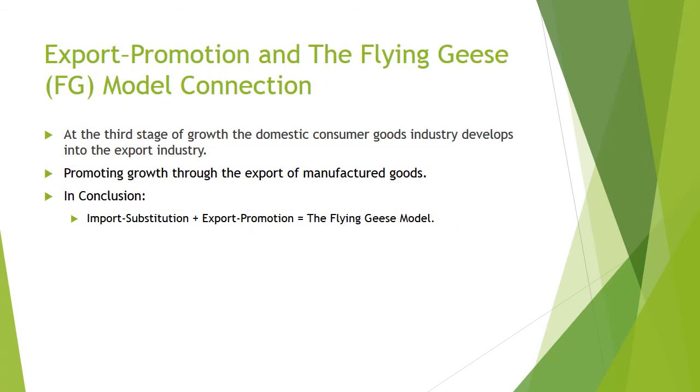Export promotion and the Flying Geese model. The connection lies where at the third stage of growth, domestic consumer goods industries develop into export industry, promoting growth through export of manufactured goods. So, in conclusion, the Flying Geese model is essentially a combination of import substitution and export promotion at different stages of the Flying Geese model.